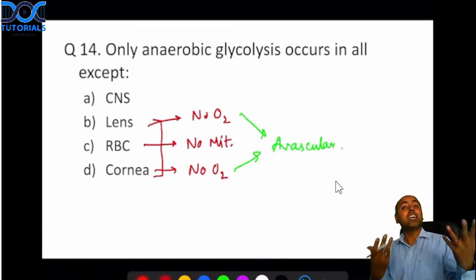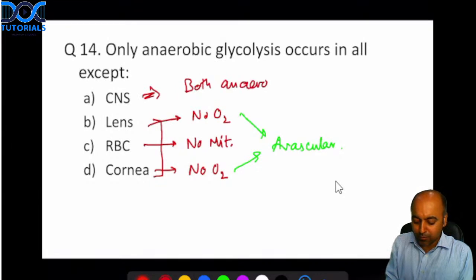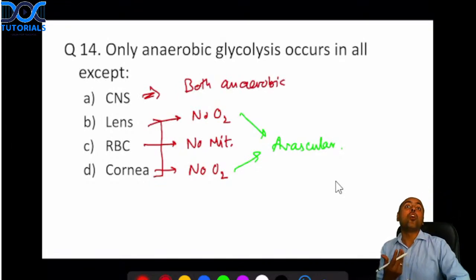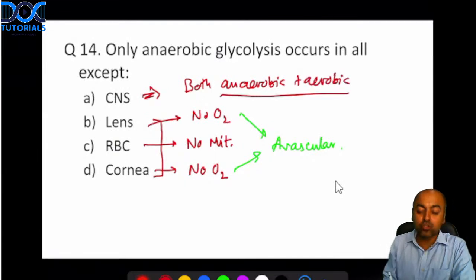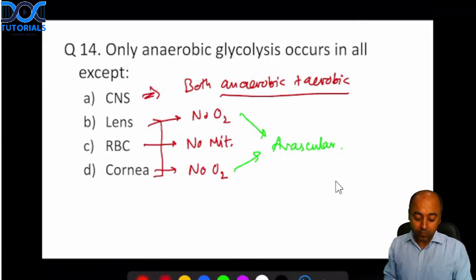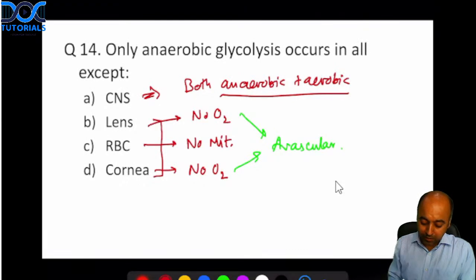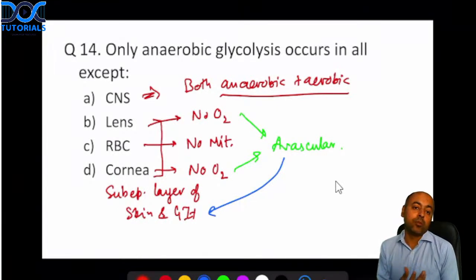But CNS gets a large amount of oxygen, right? However, it has both, because the available oxygen is not enough. So both anaerobic plus aerobic glycolysis, both of them are required. Okay, so CNS will show both aerobic and anaerobic, whereas lens, RBC, cornea and subepithelial layer of skin and GIT, also avascular, they will also show only anaerobic glycolysis.